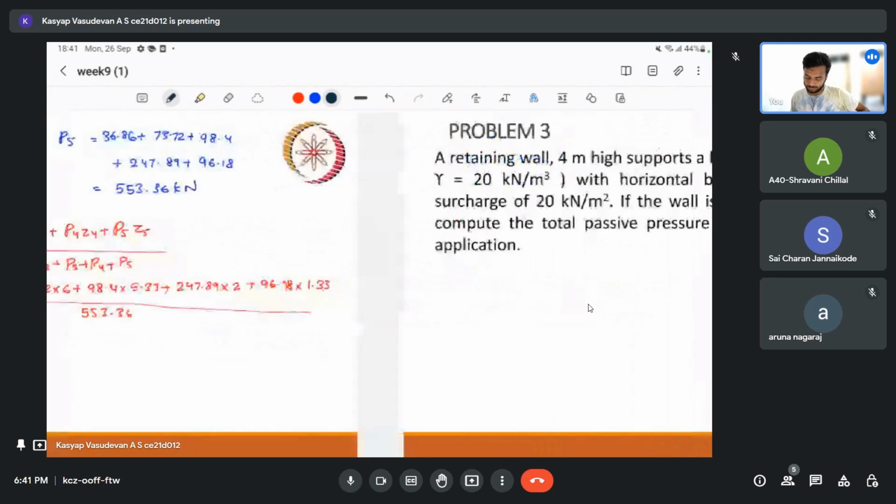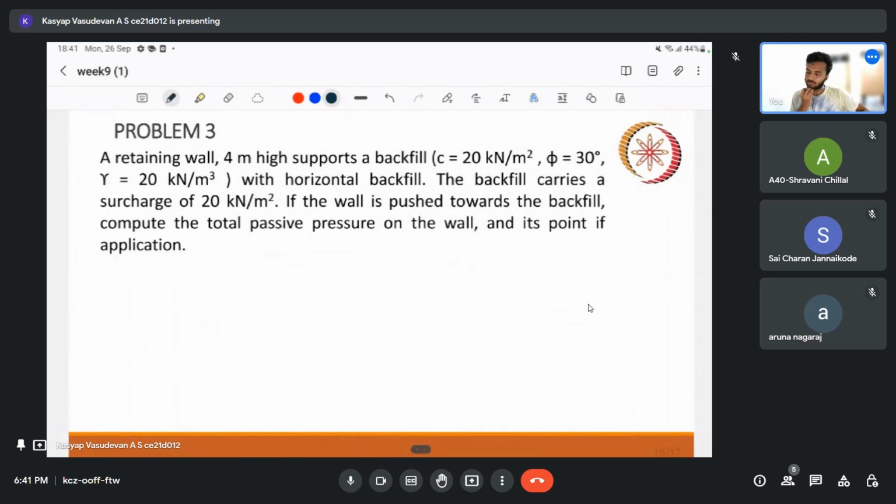Next, let's go to the next problem. In this problem, we are dealing with passive earth pressure. We have a retaining wall, 4 meter high. Backfill is C5 soil. Till now I was showing granular, cohesionless soil. In the previous interactive session, my fellow TA, Mr. Shivshankar, solved a couple of questions for C5 soil, but that was for the active case. Here I'm going to solve for the passive case.